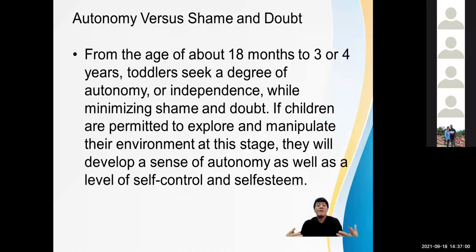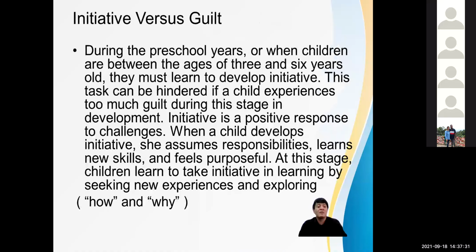Since they were young, they have never trusted the environment where they are because they're trying to send a message and nobody wants to listen. Now, at the age of 3 to 4 years old, they lose their autonomy. They become ashamed and doubtful. Some toddlers become introverts, some become extroverts through this stage, and they will develop a sense of autonomy as well as self-control and self-esteem when their trust versus mistrust stage has already been developed from the beginning.